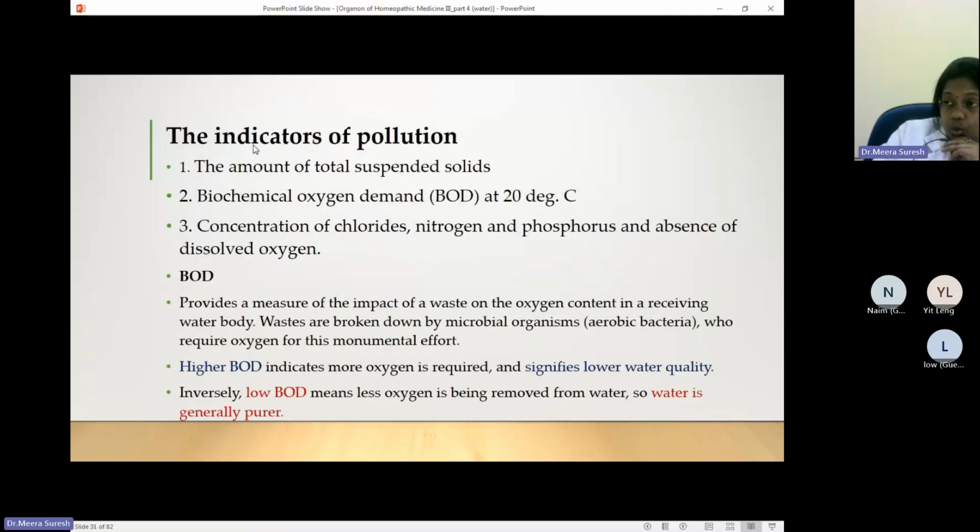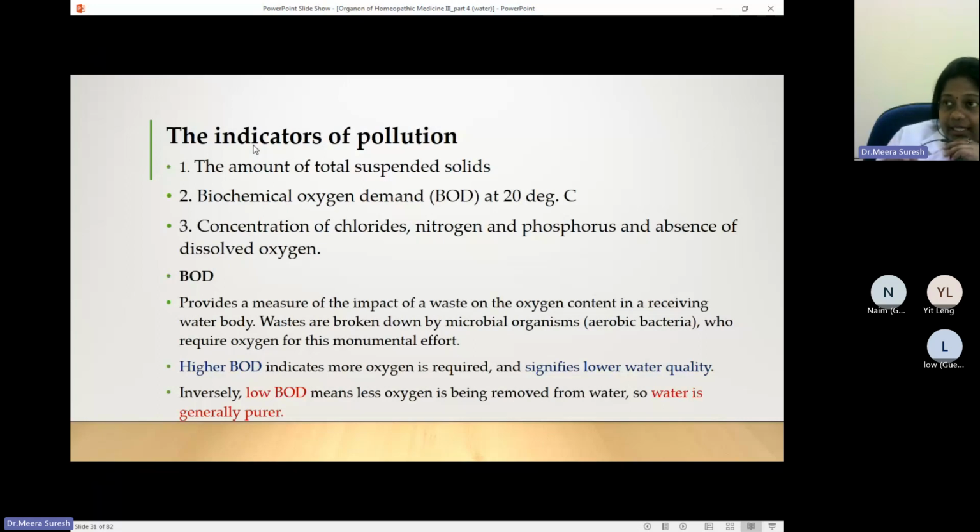So how do we know whether the water is polluted or not? Sometimes, by seeing it itself, we may understand, but sometimes it may be due to the smell. We may have a very characteristic smell, or sometimes it may be some oil suspension that we see, or some taste difference we can understand.